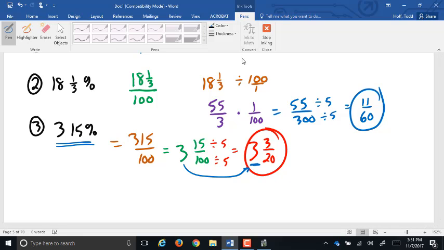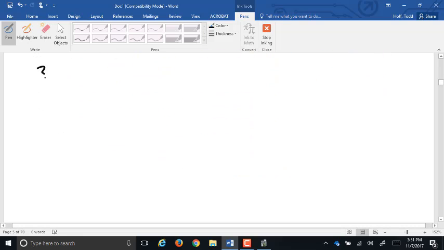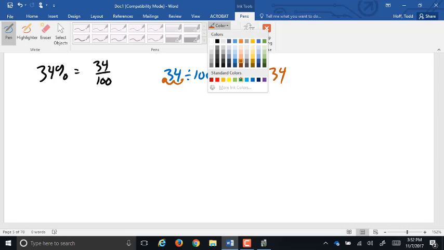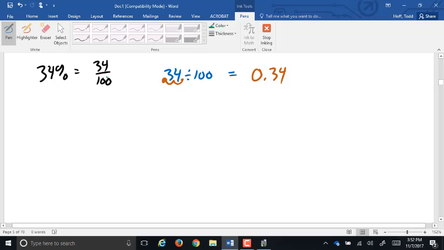Next, converting these percents into decimals. You know, we already said 34% is 34 over 100 as a fraction. Well, to convert that into a decimal, we just divide it out. 34 divided by 100. When we divide by 100, what does it do to the number? Just moves the decimal point 2 spots. 34 divided by 100 is 0.34. Since every time we convert one of these percents to a decimal, we're going to be dividing by 100.